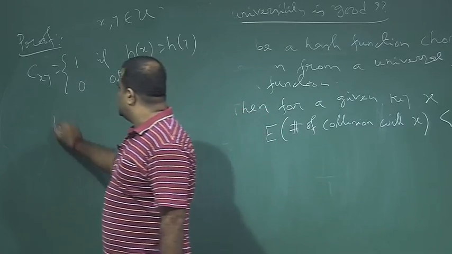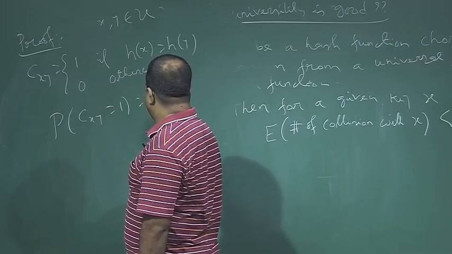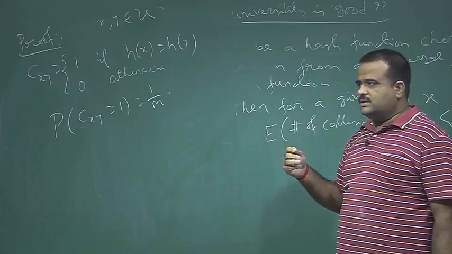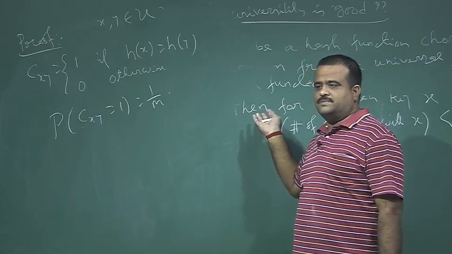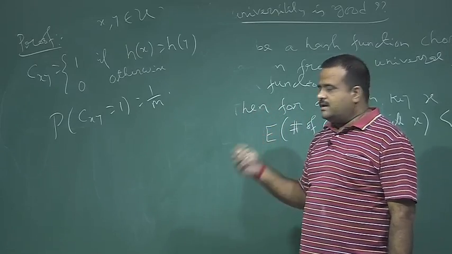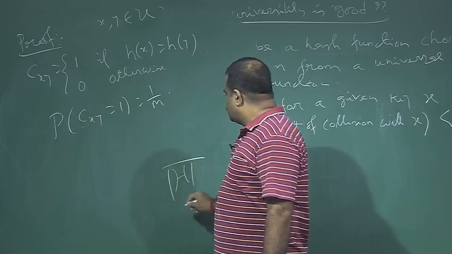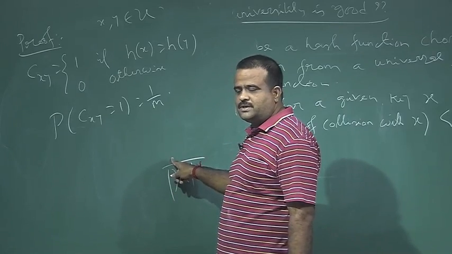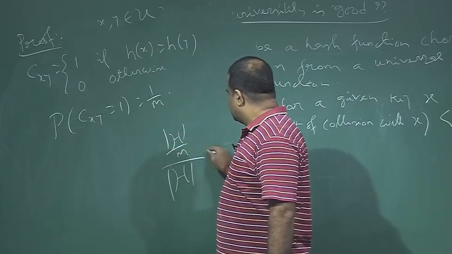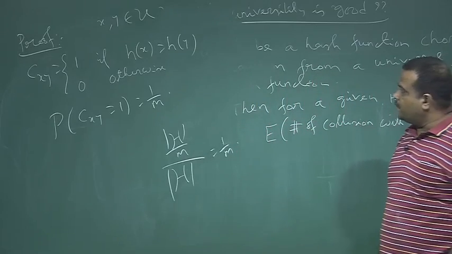Then what is the probability that C x y is 1? This is basically 1 by m, because we have seen that if we take any two keys, then we are choosing the hash function uniformly at random from this collection. If we choose that hash function from that bad portion, then it will collide, and that is the favorable case. So, this is basically 1 by m, the simple classical definition of probability.